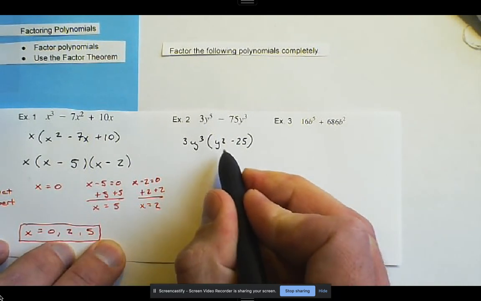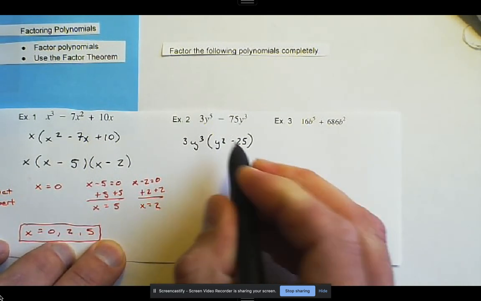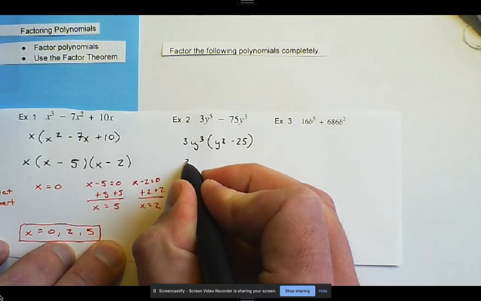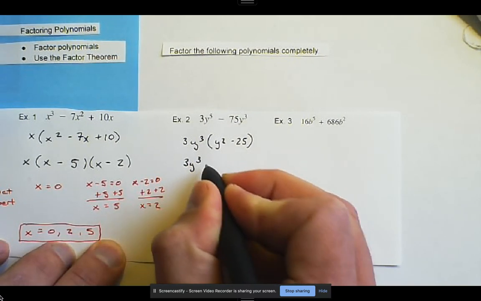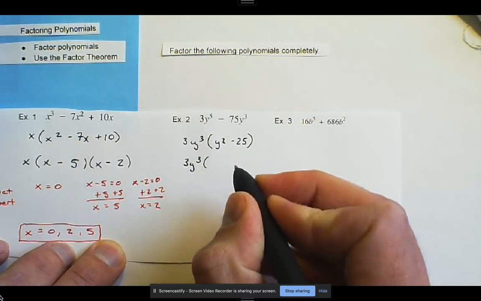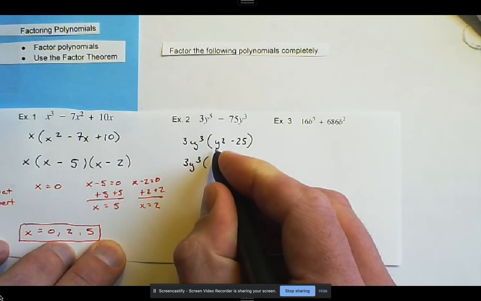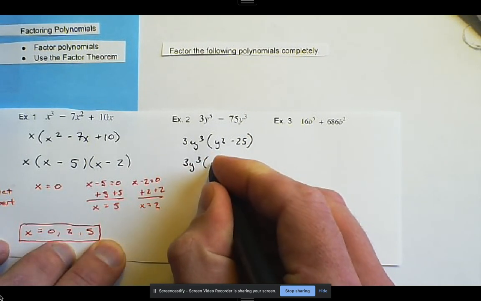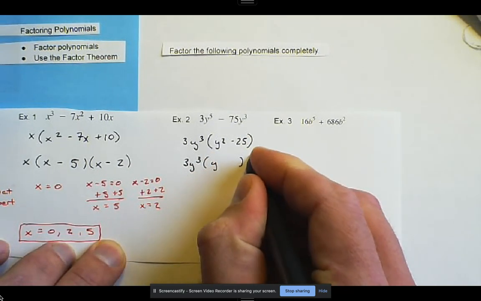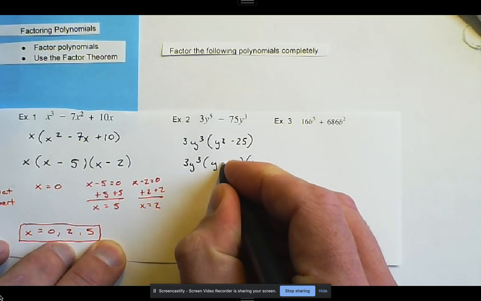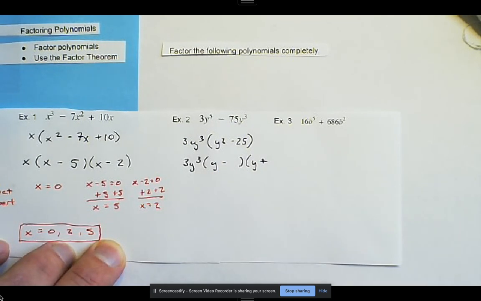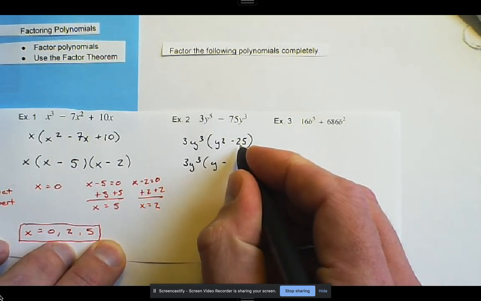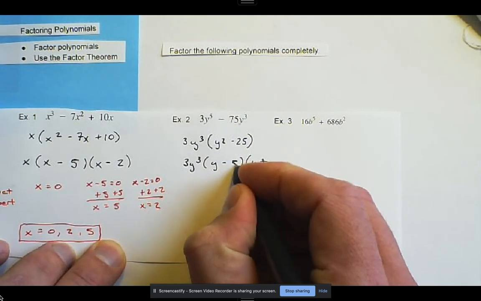So we know that this is a difference of squares, so we leave our 3y cubed. And then difference of squares means the square root of the first term, which is y, and then minus, plus, because we want to have conjugate pairs. And the square root of 25 is 5.